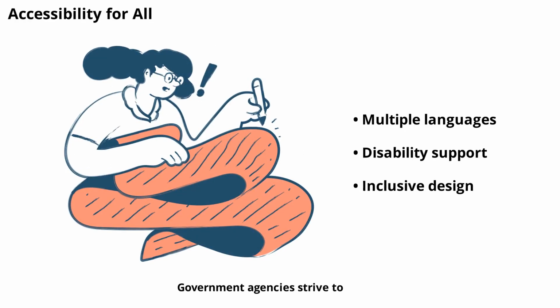Government agencies strive to make applications accessible to everyone, including people with disabilities or those who speak different languages. This may involve providing forms in multiple languages, offering assistance for those with visual or hearing impairments, and ensuring that online portals are compatible with screen readers. Accessibility is a key part of making sure that everyone can benefit from government services.